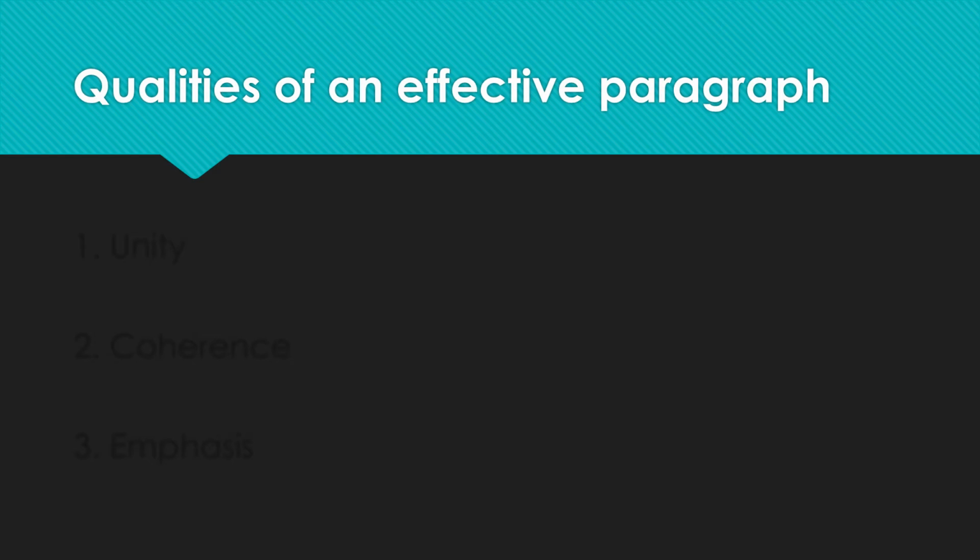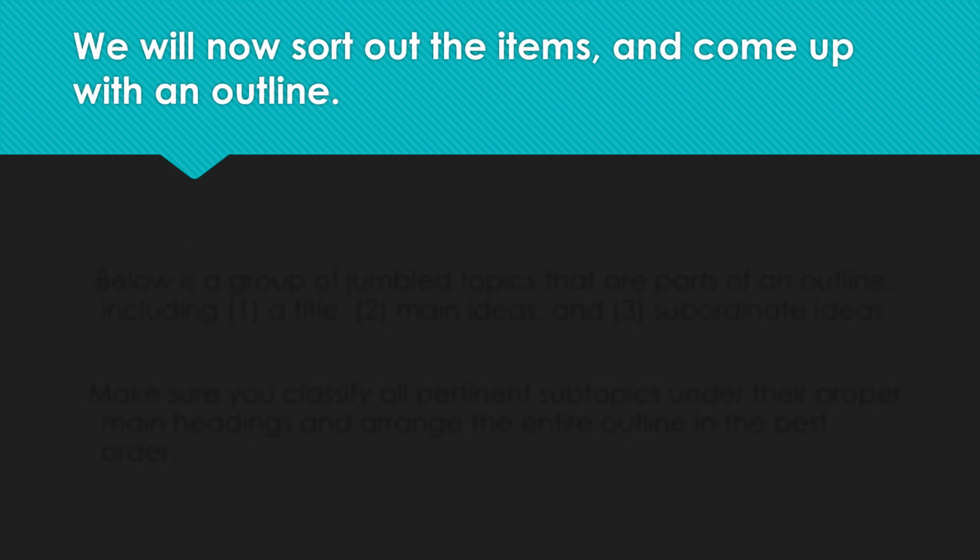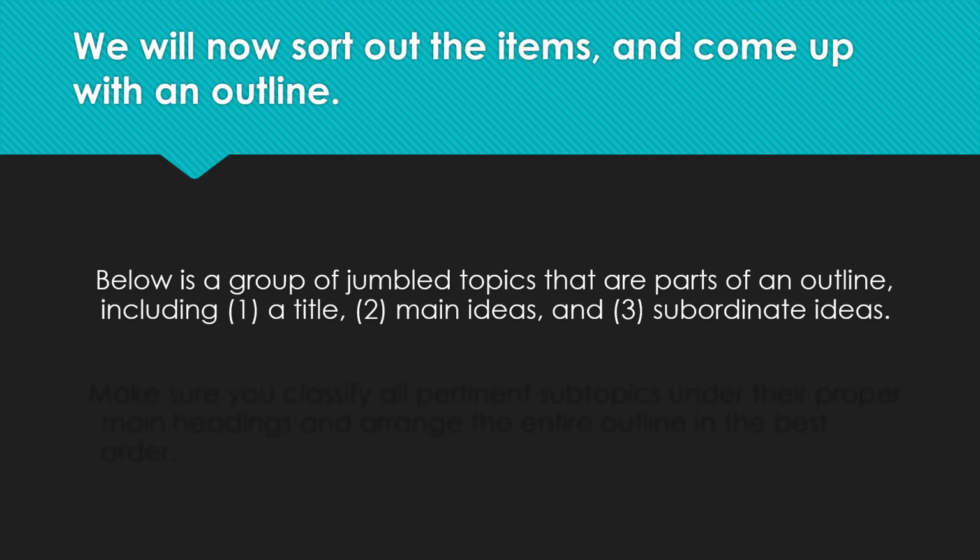We will be studying this in the near future actually, because in the SEM, we are already in the second half of the semester. So you have unity, coherence, and emphasis. So if you can do that, okay, you can now come up with an outline. So I'll give you a set of jumbled topics. Your job is to, of course, pick the title. So that means it's the most general concept.